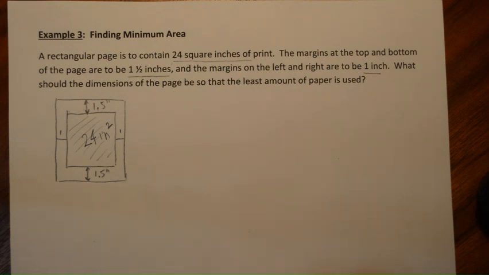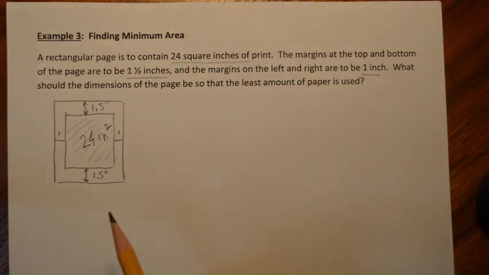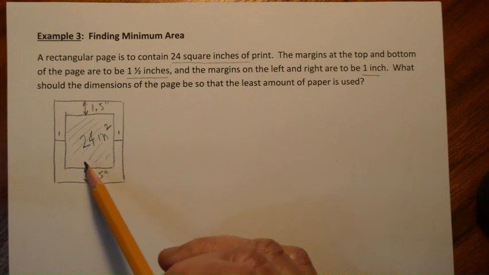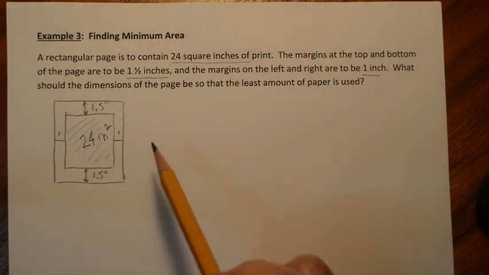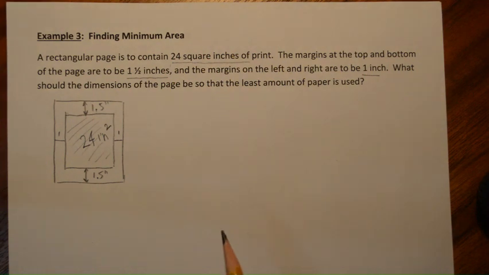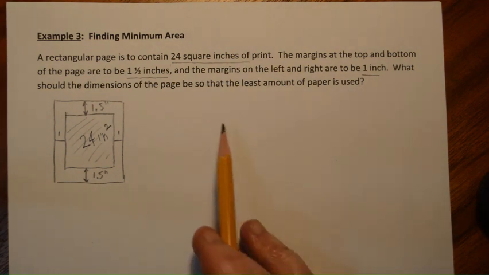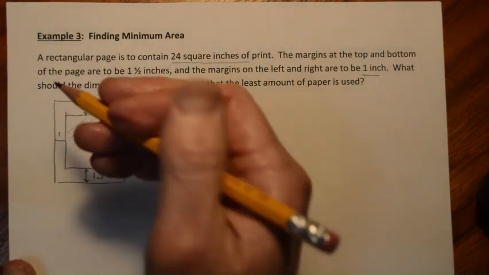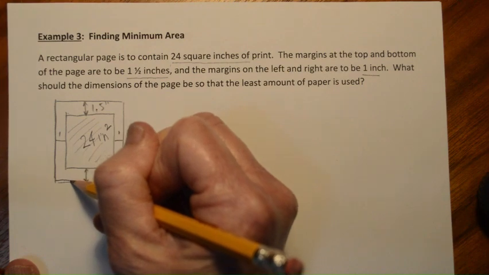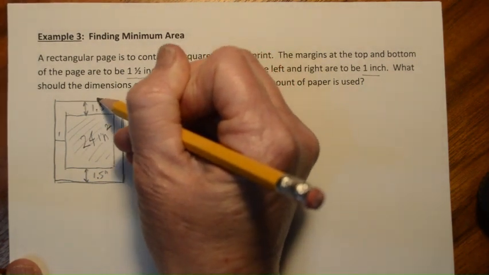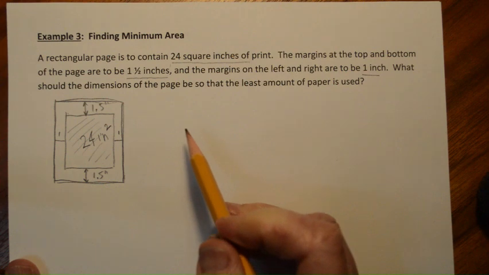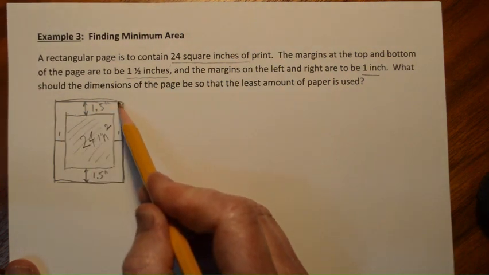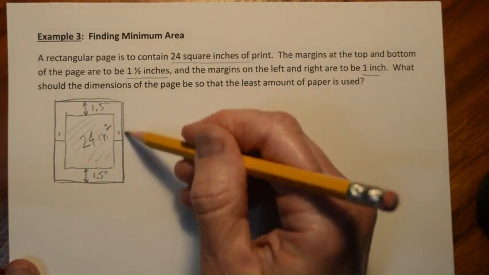Okay, so then we need to come up with a couple different equations. Remember we talked about the primary equation, and that was what we were trying to minimize or maximize. All right, and so it's asking us what should the dimensions of the page be so that we use the least amount of paper. So this right here is the page that we're talking about. They're asking what are the dimensions of the page so that we use the least amount of paper. And again, it would be like, what is this right here? What is this right here?